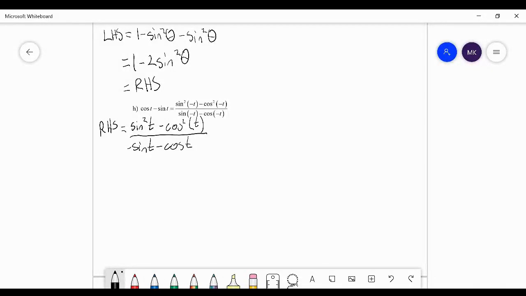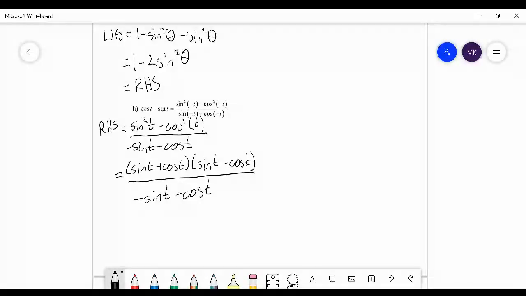And now if we look at the numerator, what do I have in the numerator? Are you going to say it? Oh, I know I can't hear you. It's just keeping my teacherness in me, right? It's a difference of squares. Very clear. Sine squared minus cosine squared. Let's do it. Then that factors to be sine t plus cosine t times sine t minus cosine t, all over negative sine t minus cosine t.